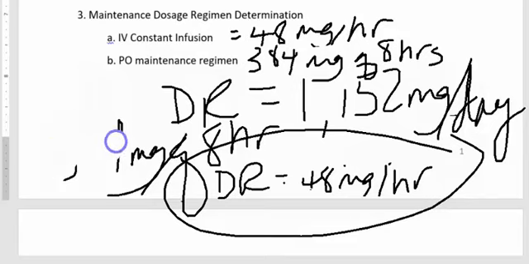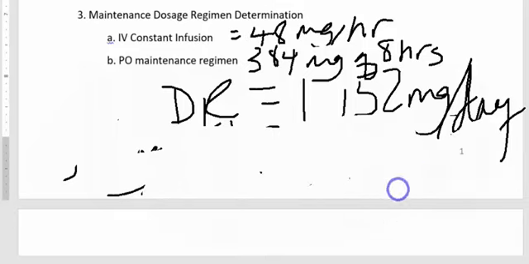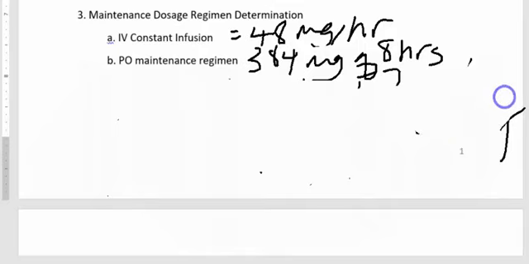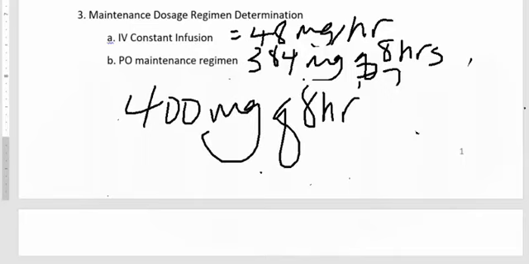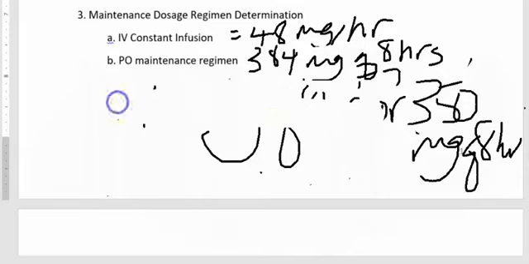Now, what if I told you that this drug comes in 50 milligram increments? So you can't give 384 milligrams of this drug. It's very rare you're going to be able to give the exact amount, right? So we have the choice of either giving 350 or 400. Now we're actually closer to 400. So let's say we give 400 milligrams Q8 hours, or 350 milligrams Q8 hours. We can go back and determine what the concentration is going to be at each of those dosing regimens. Let's do that quickly.